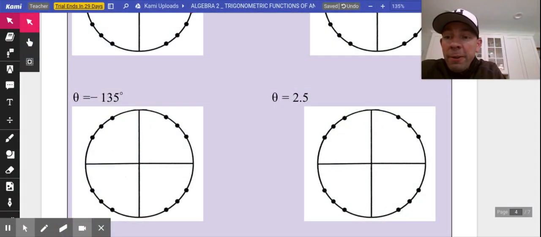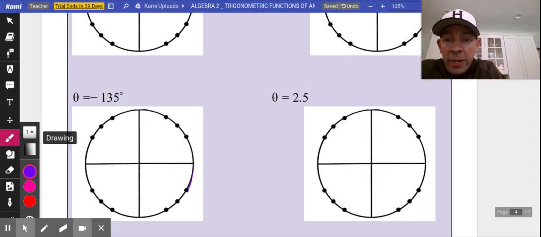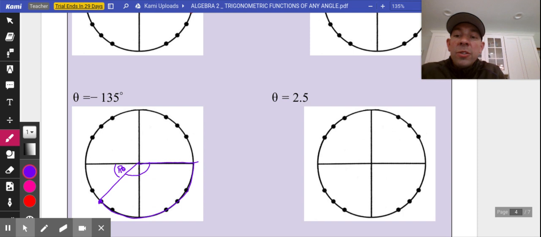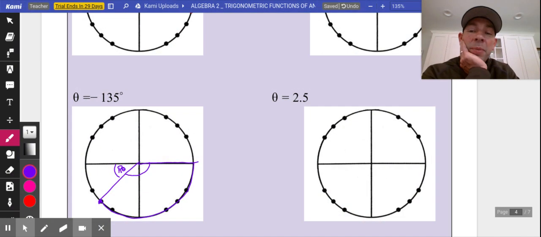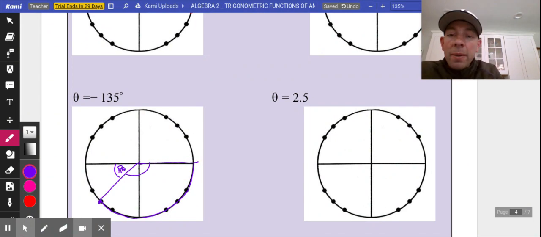Okay, negative 135 means we're going to rotate this way. And that's going to put me right here on this dot right here. So here's my angle. That's my negative 135. This is going to be your reference angle right here. So in this particular case, there's a couple of different things we could do. You can basically just subtract 135 from 180. And what's that going to make? 45 degrees. So you can just see this gap right here is going to be 45 degrees.